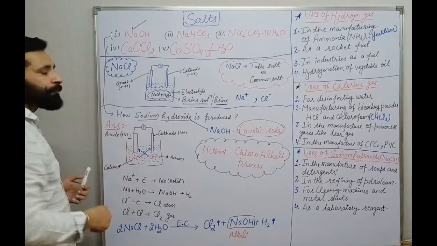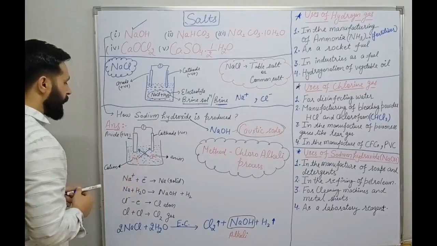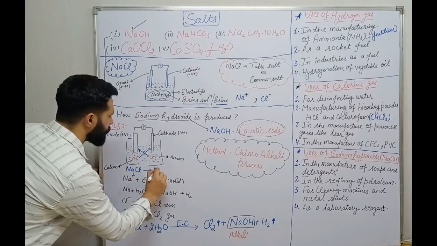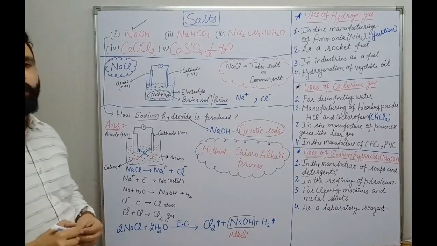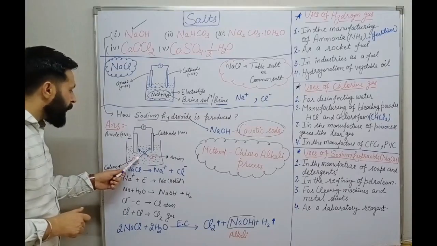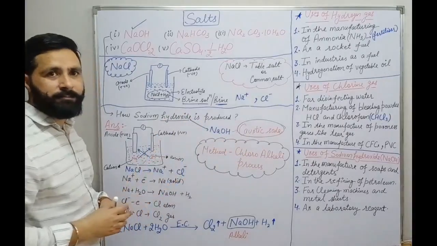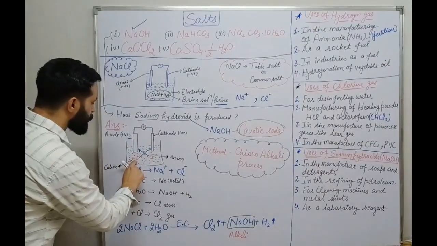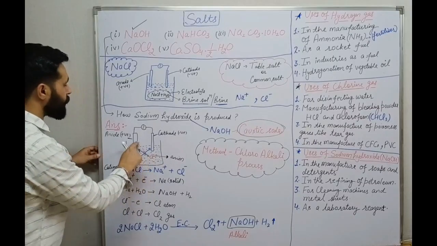So beta, when current is passed through it by an external source of battery, this sodium chloride splits into sodium ions plus chloride ions on passing electric current. Sodium ions are positive ions. Positive ions always move towards the negative side and negative ions move towards the positive side. So sodium ions move towards the cathode because it is negative, and chloride ions, which are negative, move towards the anode, which is positive.